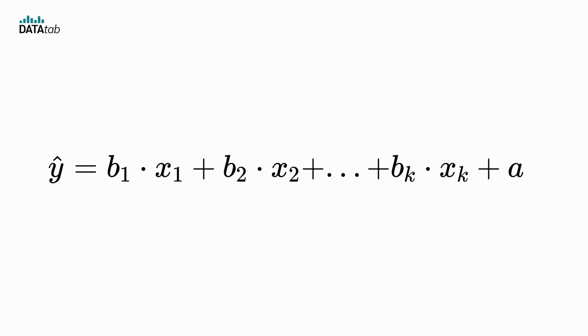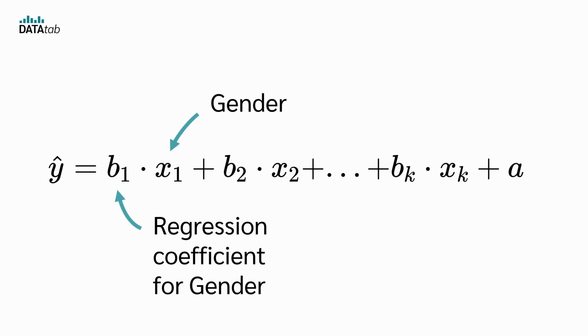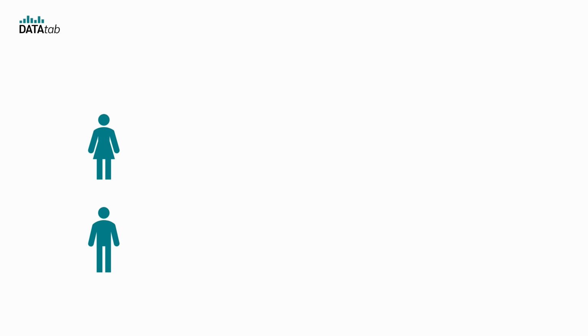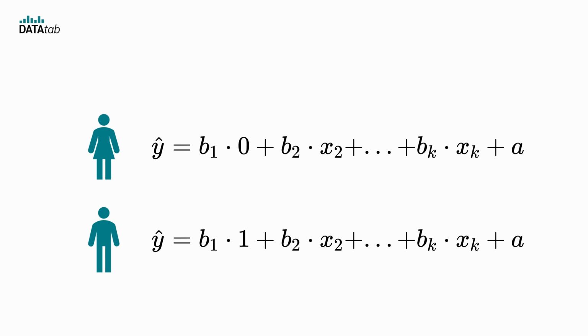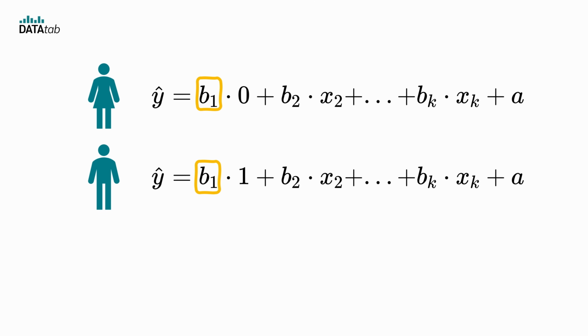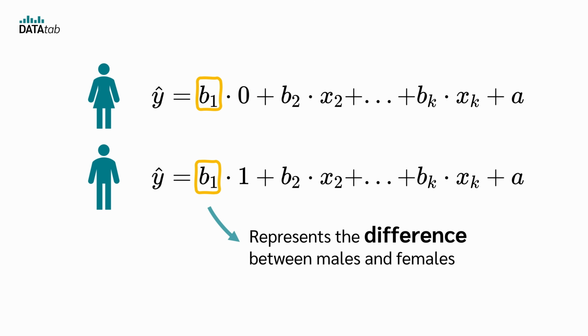Alright, let's take a look at the regression equation. Suppose the variable x1 represents gender, then b1 is the regression coefficient for gender. But how do we interpret b1? We said 0 is female and 1 is male, so let's just insert this for x1. For a female individual, we have 0 multiplied by b1, and for a male individual, we have 1 multiplied by b1. Accordingly, b1 represents the difference between males and females.